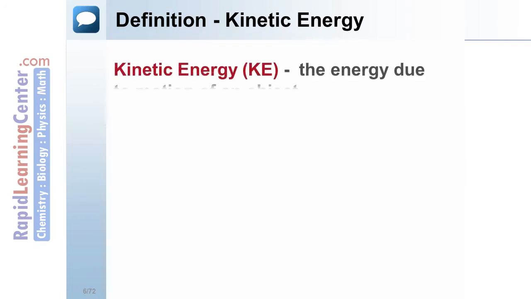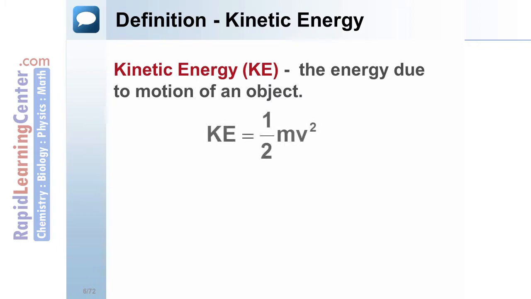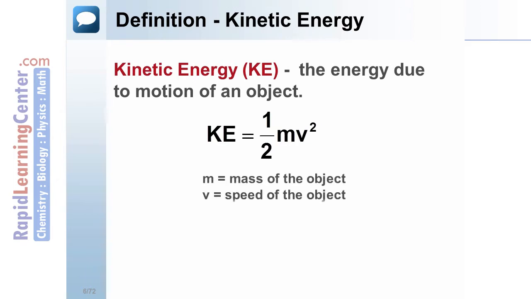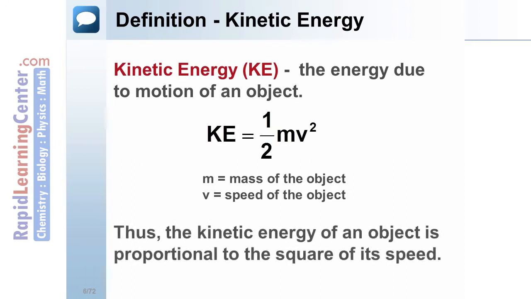Definition: kinetic energy. The energy due to motion of an object. In equation form, kinetic energy equals 1/2 mv squared. You may remember this from a previous tutorial, where m is the mass of the object, v is the velocity of the object. Note that it is squared. The kinetic energy of an object is proportional to the square of its speed, not just the speed.